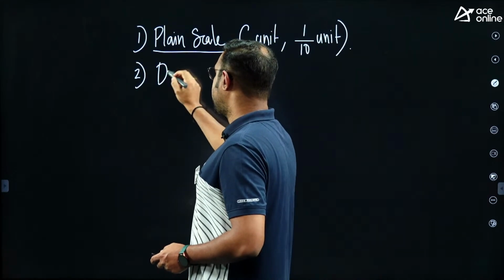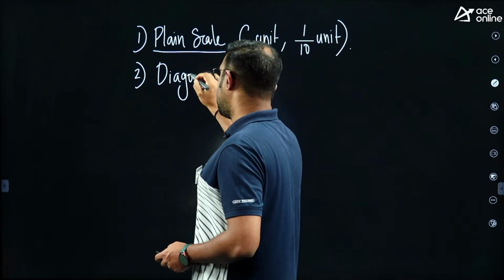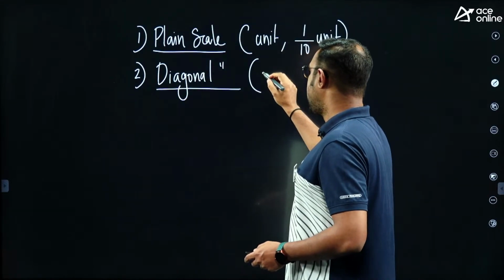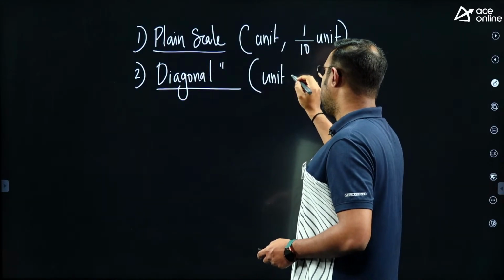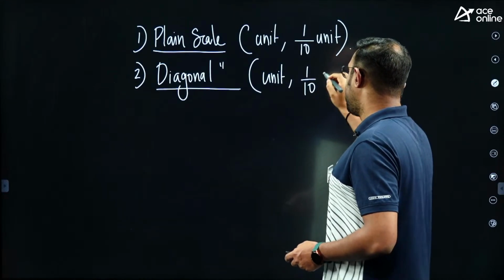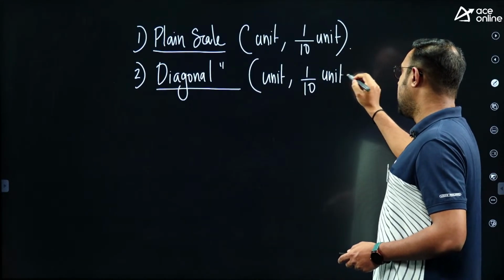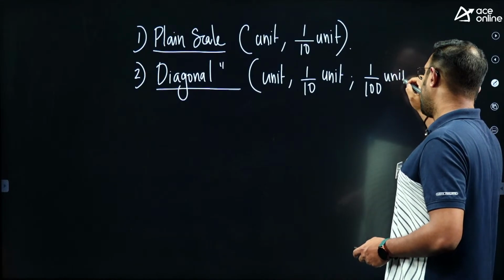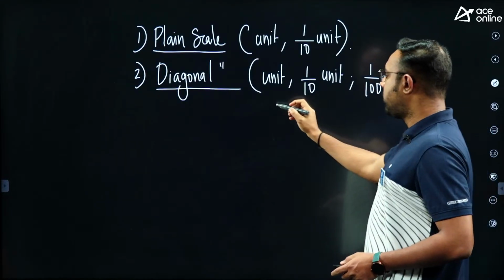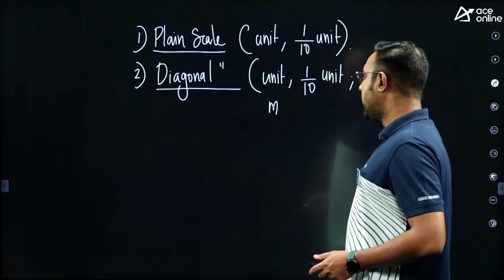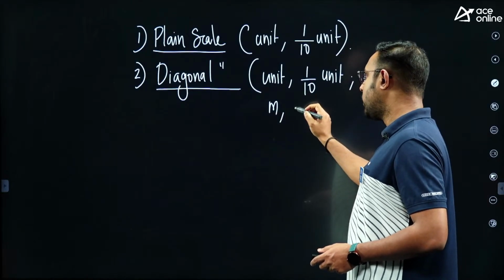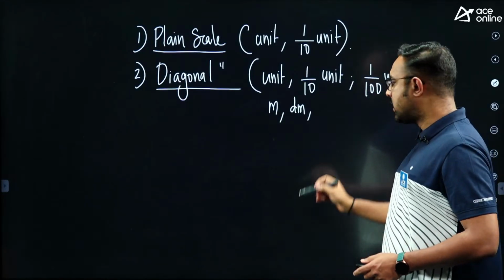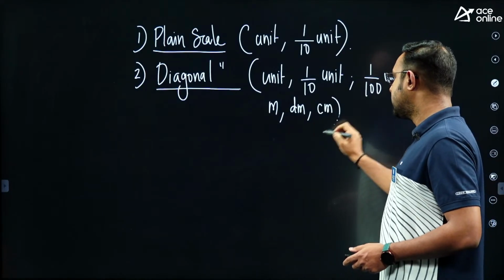Second one is called a diagonal scale. What happens with the diagonal scale is that you are going to have one particular unit, and we will measure 1/10th of the same unit, as well as 1/100th of the same unit. That means if I am designing a plane scale to measure in meter, it will measure in meter. And what is 1/10th of a meter? Decimeter. What is 1/100th of a meter? That is what we call centimeters.